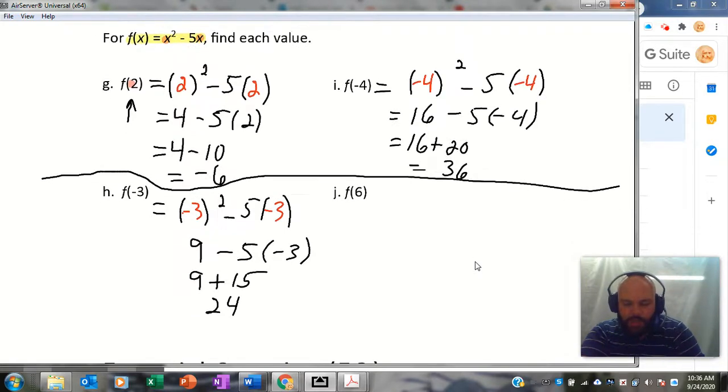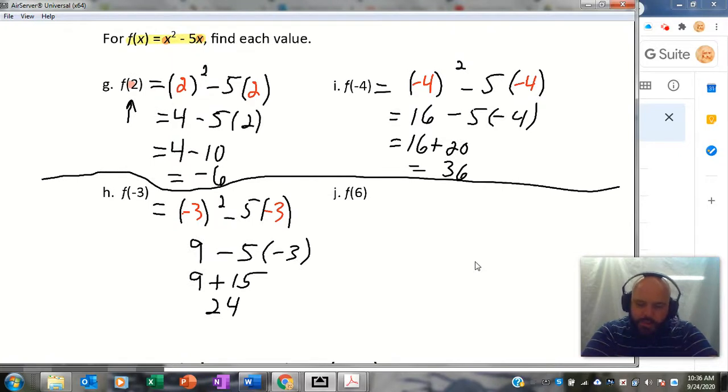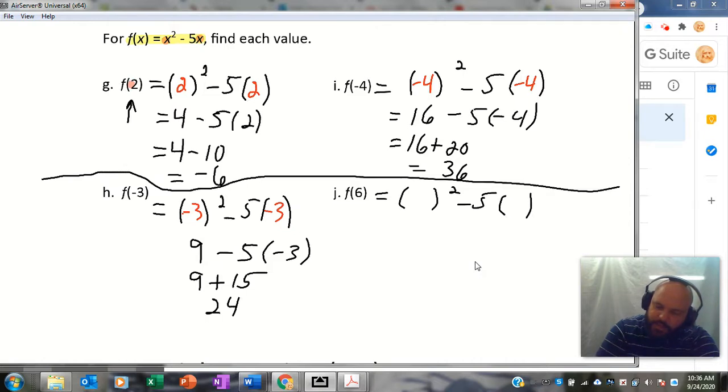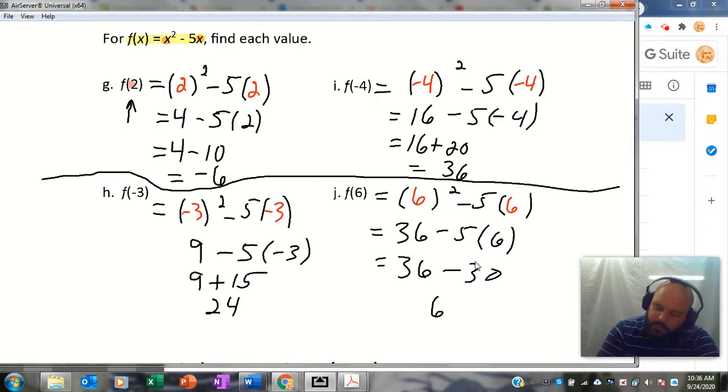Okay, so the last one for the day, same thing. We're still using the same equation, the same function from above, the x squared minus 5x. So this is equal to x squared minus 5x. And we're going to substitute 6 in. Everywhere where there was a variable, 6 goes right there. And then we're going to follow PEMDAS. 6 squared is 36, minus 5 times 6. 36 minus 30 is 6. And there's our final answer for that one.